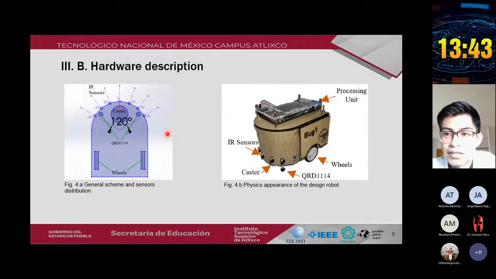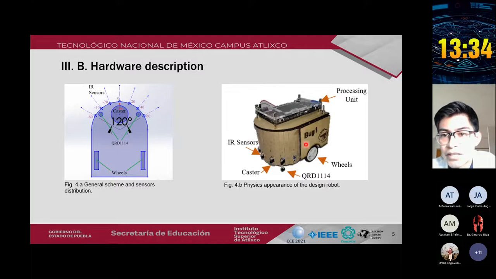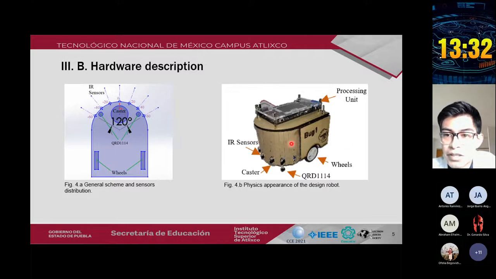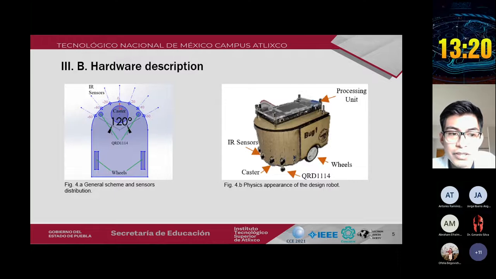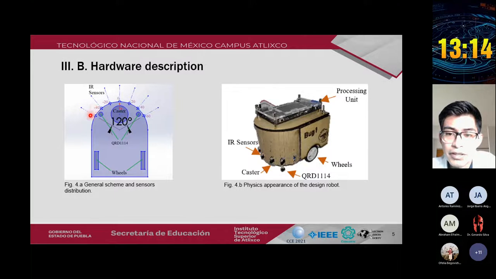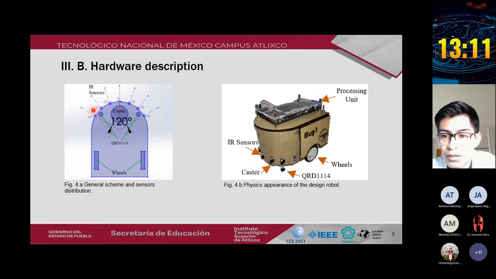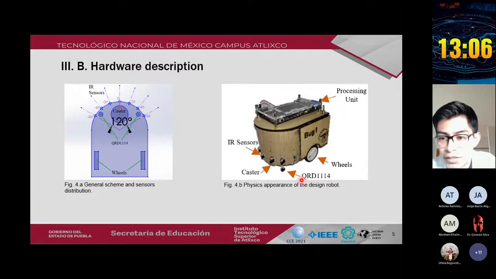The robot design is based on a locomotion system of two-wheel centered differential drive with a third point of contact. The entire structure was designed and built from zero. The robot has dimensions of 12 centimeters long by 9 centimeters wide and 10.5 centimeters high. Figure 4A shows the distribution of 7 infrared sensors, separated 20 degrees from each other, covering a total perimeter of 120 degrees for obstacle detection. Two other infrared sensors detect the white ground, located in the inferior part of the robot.